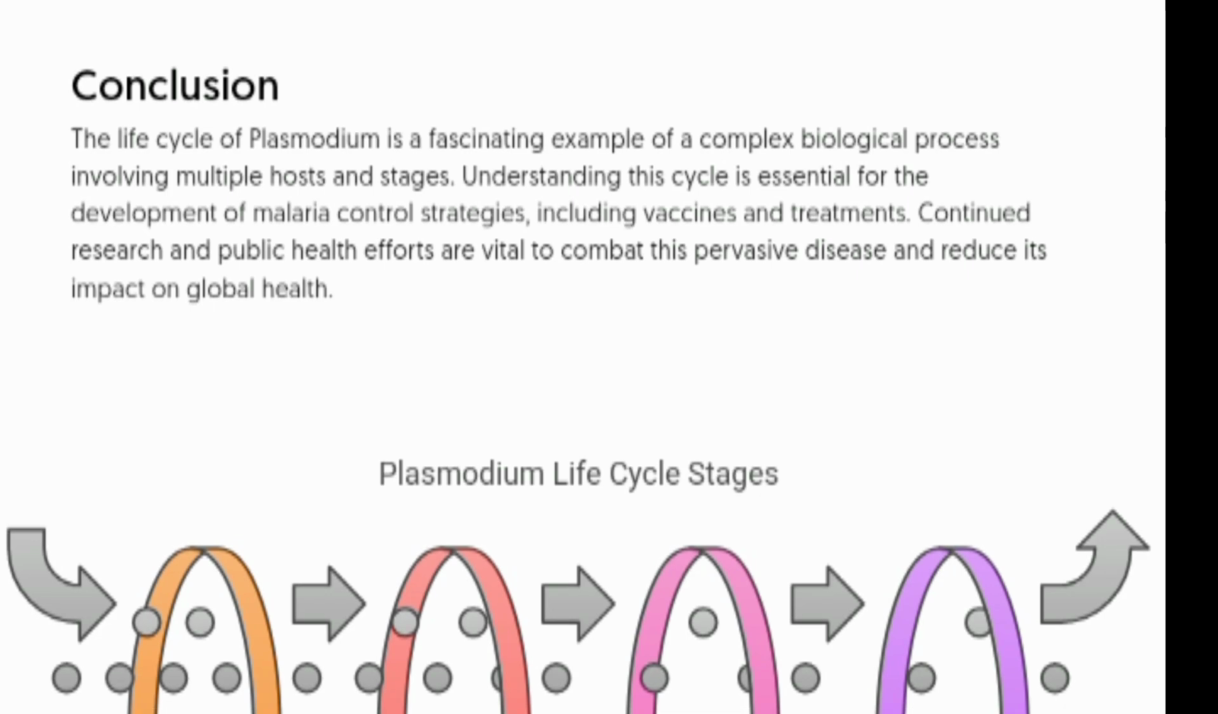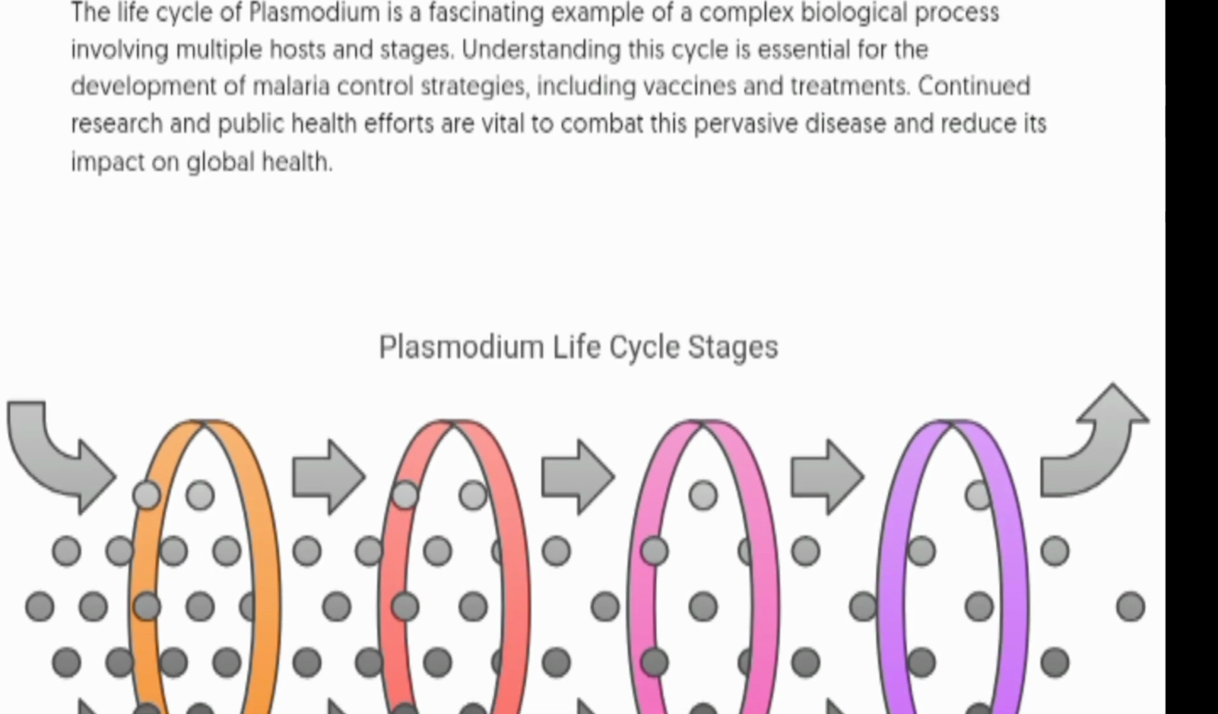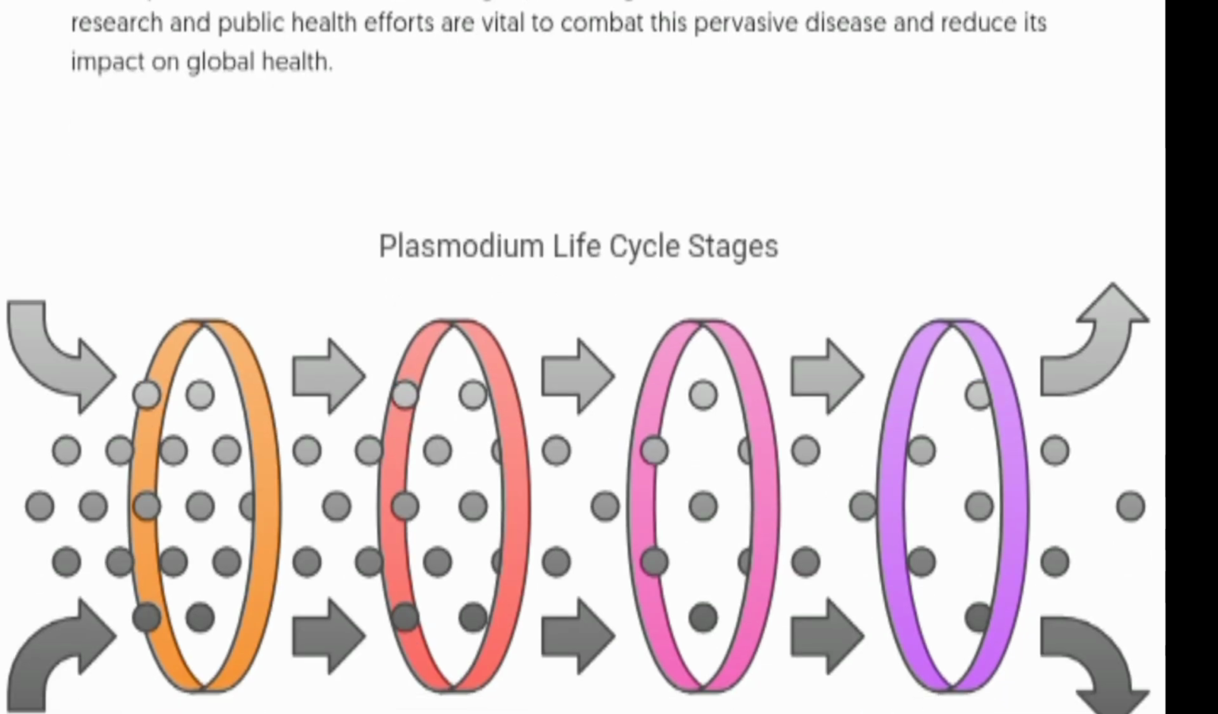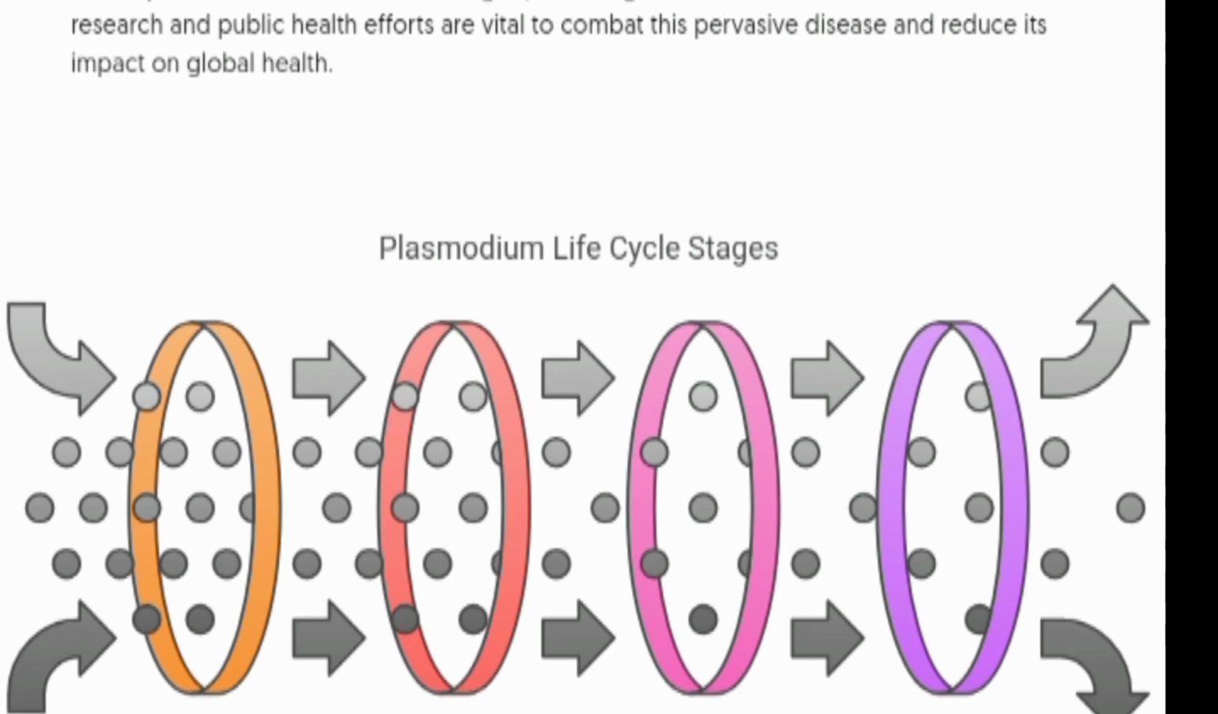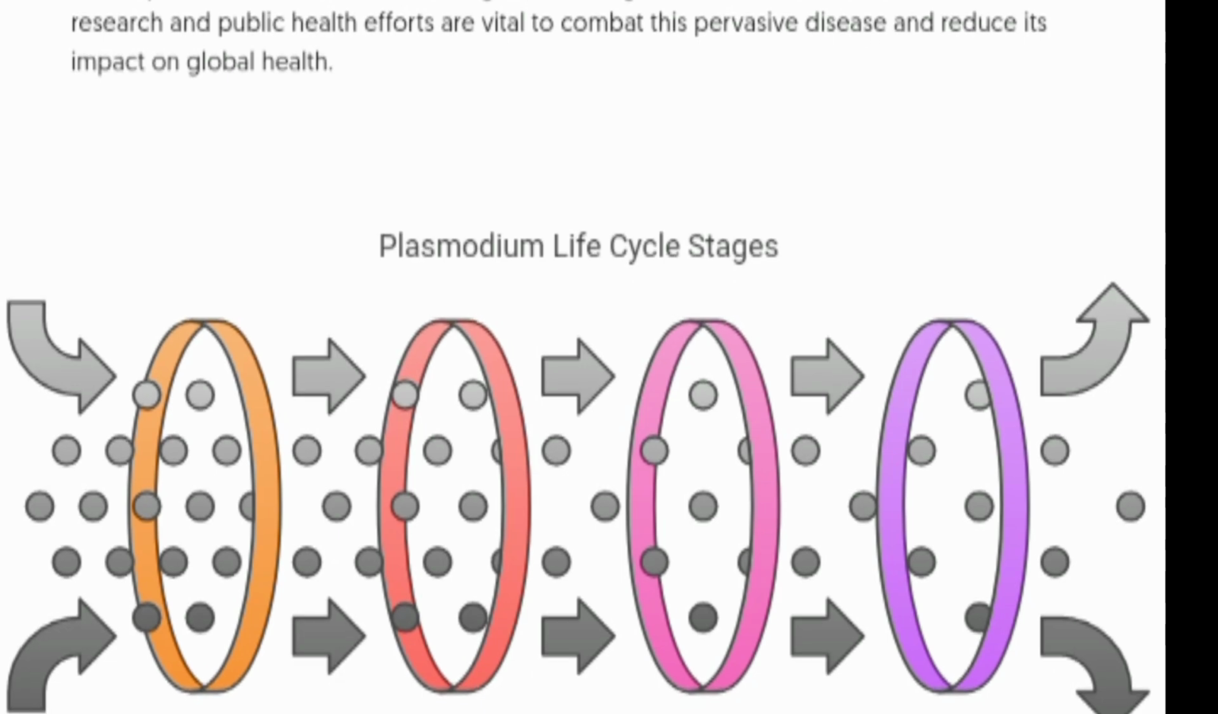Conclusion: the life cycle of Plasmodium is a fascinating example of a complex biological process involving multiple hosts and stages. Understanding this life cycle is essential for the development of malaria control strategies, including vaccines and treatments. Continued research and public health efforts are vital to control this pervasive disease and reduce its impact on global health.